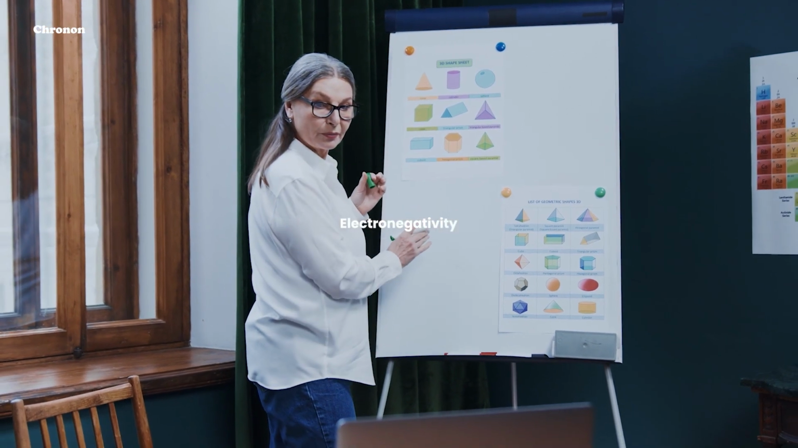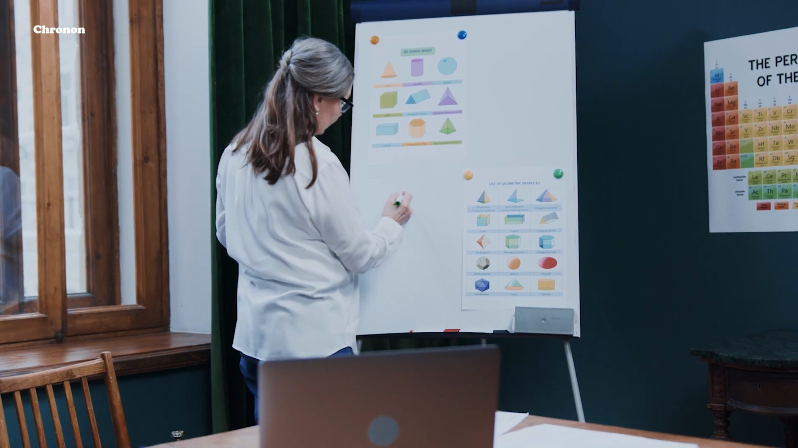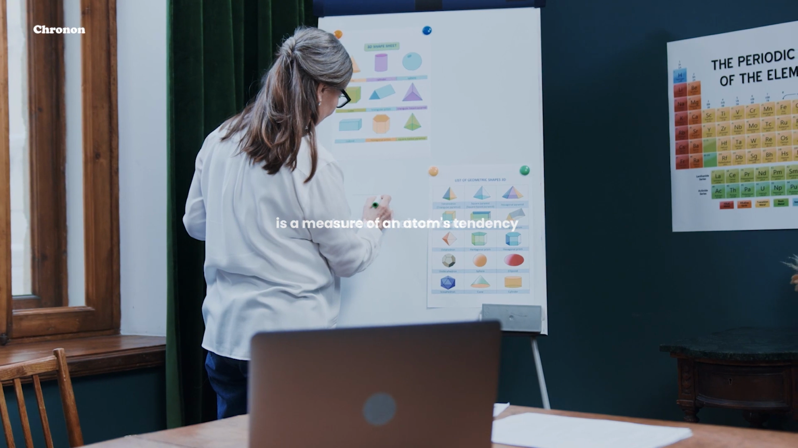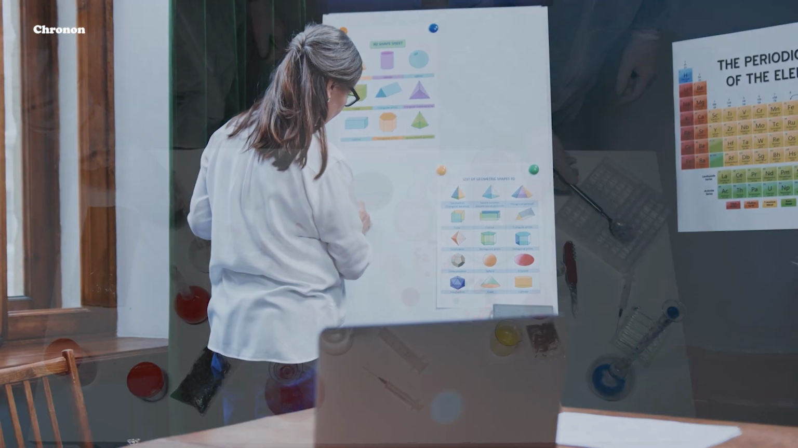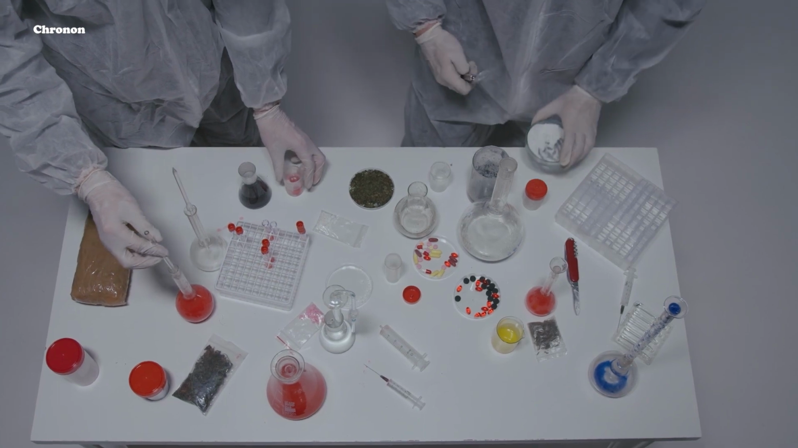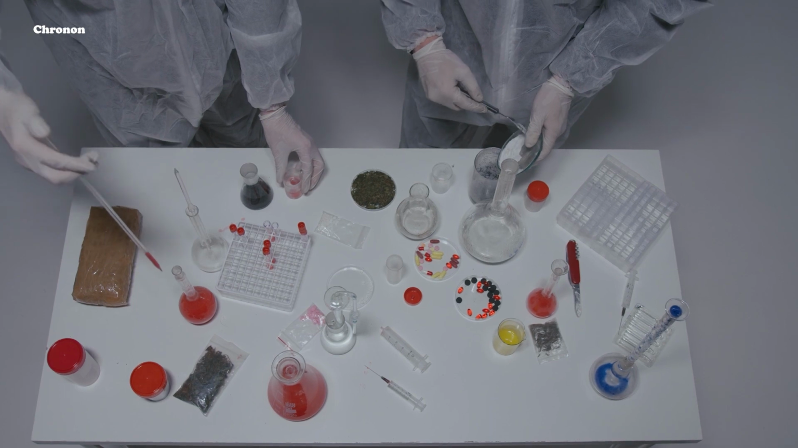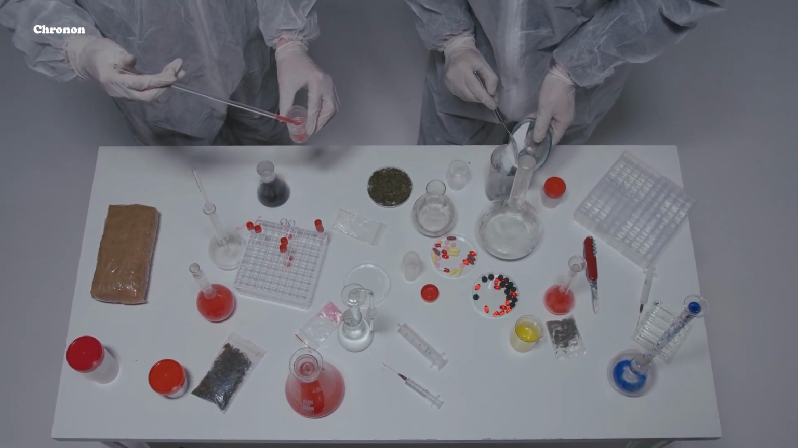Electronegativity. Nonmetals are generally more electronegative compared to metals. Electronegativity is a measure of an atom's tendency to attract electrons when involved in a chemical bond. Nonmetals typically have higher electronegativity values, indicating their ability to attract electrons towards themselves in a chemical bond.